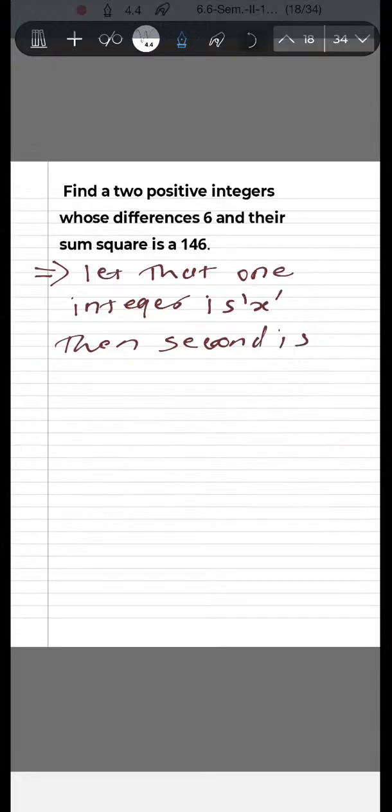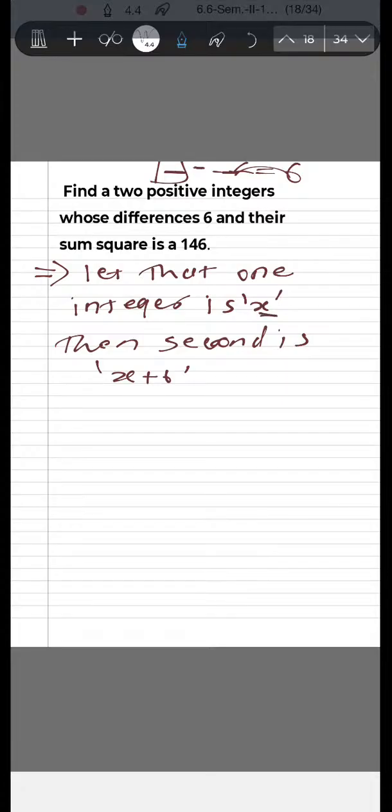I will write that on the next page. Second will be x plus 6, correct, because the difference between this one and this one is equal to 6. One is x, so I simply shifted that value here. We still don't know that value, therefore x plus 6. What does the question say? The two terms whose difference is 6, their sum of squares is 146.